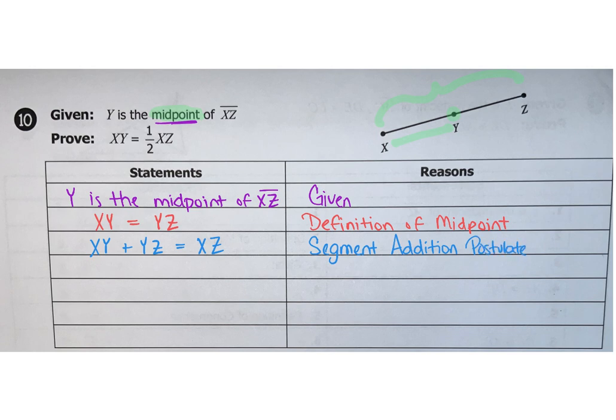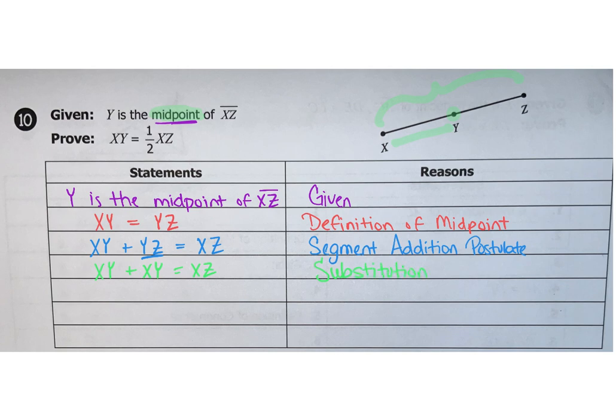Now what I'm really trying to do is relate the whole piece to just the XZ. So I really don't need the YZ in there at all, do I? I really just need the XZ in there, because I'm trying to relate how the XY is related to the whole. So I want to get rid of this YZ. What can I put instead of YZ? XY. Why can I do that? Substitution. They equal each other. XY plus XY equals XZ.